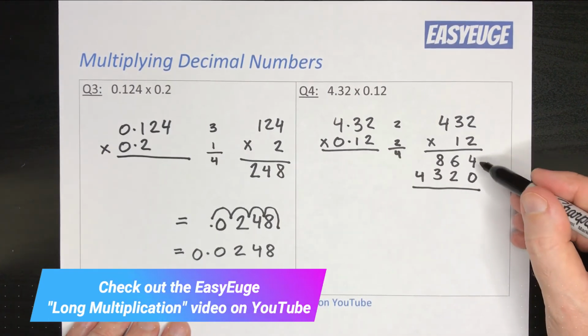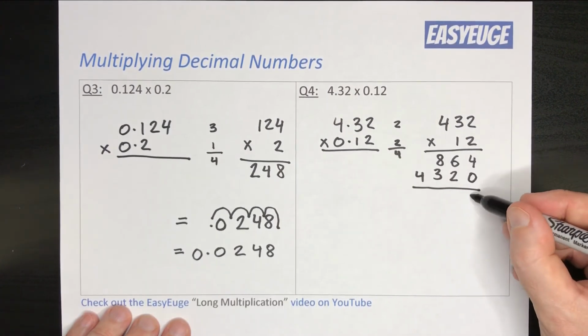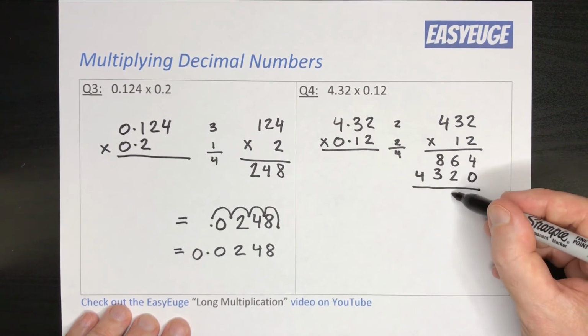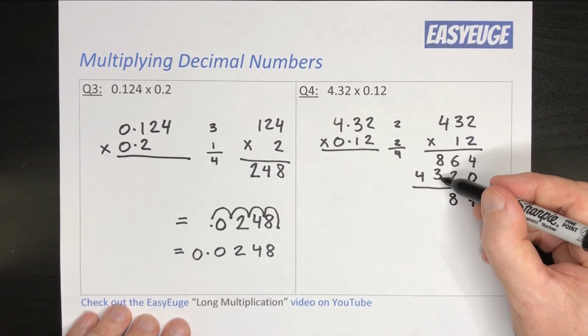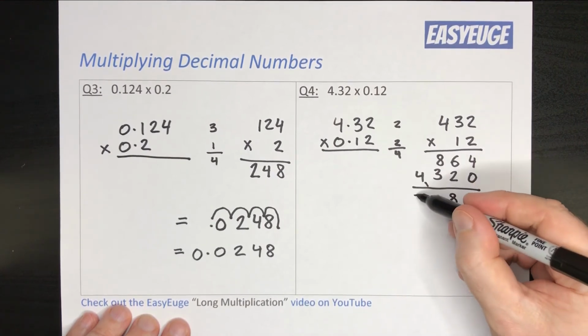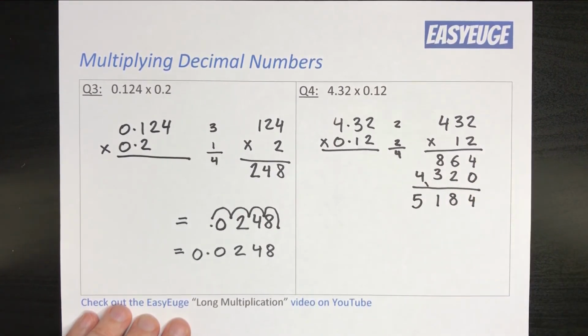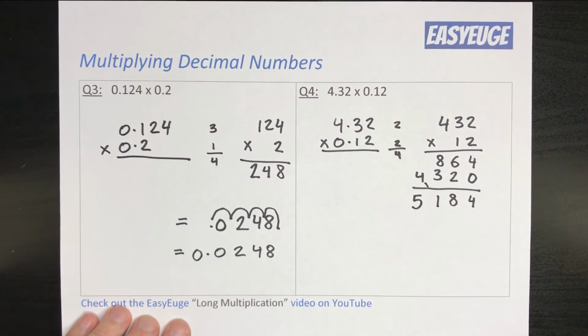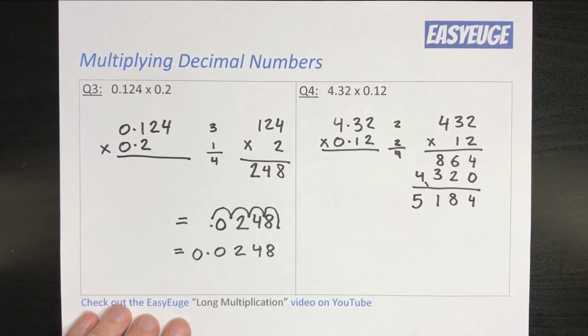And we simply add the numbers. 4 plus 0 is 4. 6 plus 2 is 8. 8 plus 3 is 11. That's 1, carry a 1. 4 plus 1 is 5. That's our answer, 5184. And remember at the end to move your decimal points back in.